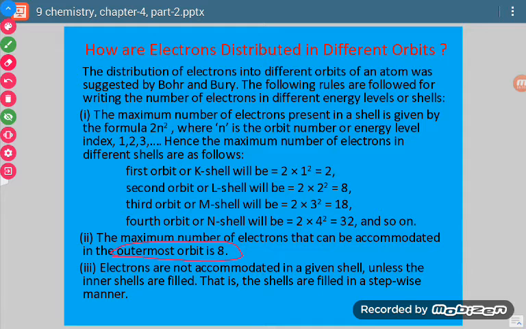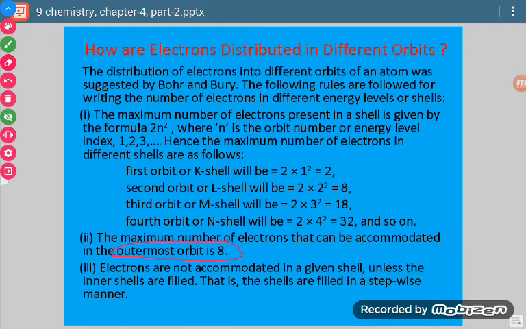Okay, now the third point is that electrons are not accommodated in a given shell unless the inner shells are filled. It means that until we fill the previous shell fully and are left with some electrons, we cannot take those electrons and fill the next sub shell, the next orbit. We cannot simply put the electrons anywhere.